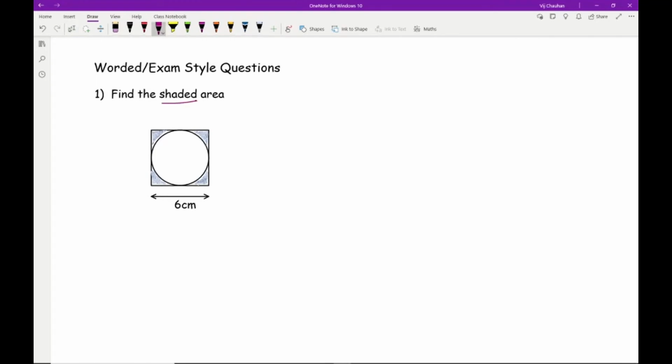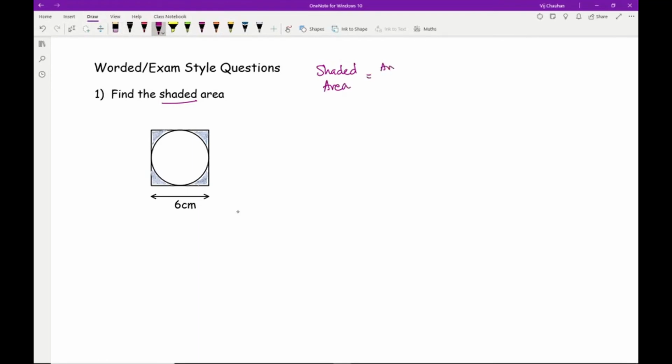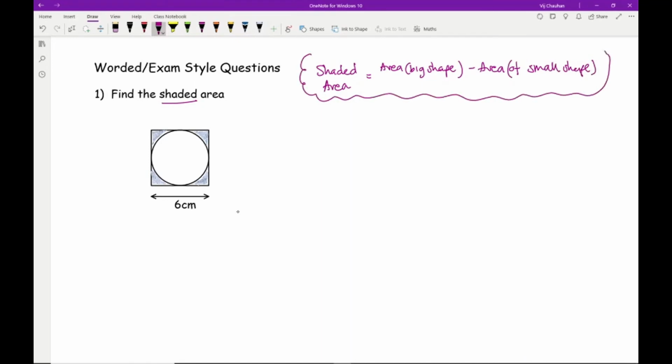Now when you're asked to find the shaded area, the shaded area is often the area of the big shape. So the shaded area is often calculated as the area of the big shape minus the area of the small shape. And that's the general rule of when you're working out the shading. Now obviously it might be different depending on the diagrams, but generally speaking, more often than not, you'll have one shape bigger than the other.